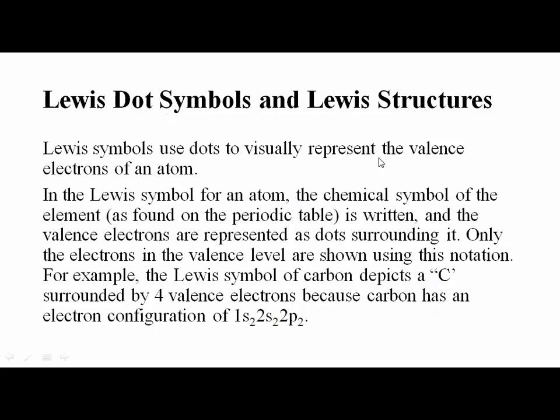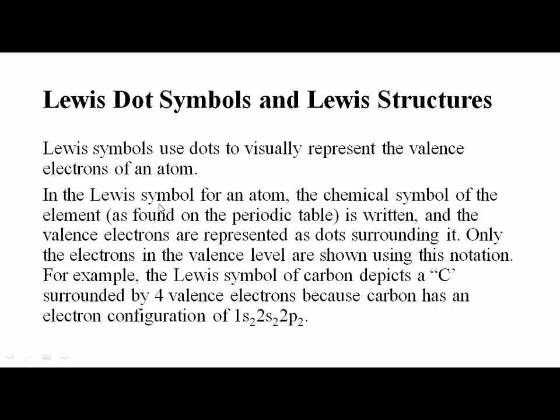Okay. Moving to the next one. Before going to the next type of bond, this is what we need to understand: Lewis dot symbol or Lewis structures. What does the Lewis dot symbol or Lewis structure tell us? It tells us basically about the valence electrons. What these valence electrons are is known to us. Lewis dot symbols use dots to visually represent the valence electrons of an atom.